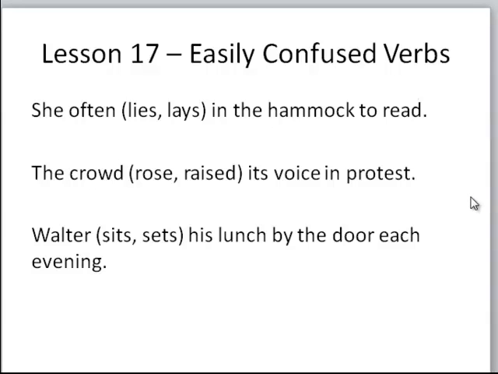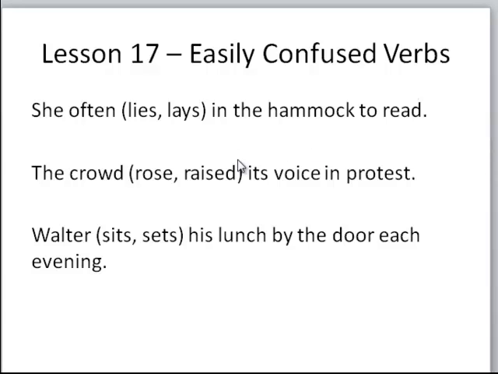This is lesson 17. We're looking at easily confused verbs. I would recommend that you print out the sheets to go with this. We have a sheet that goes with lie and lay, understanding the difference between those two words, rise and raise, and sit and set. Print off those sheets. It'll show you the difference between the present tense form, past, past participle, present participle, and which forms of the verbs tend to require a direct object.